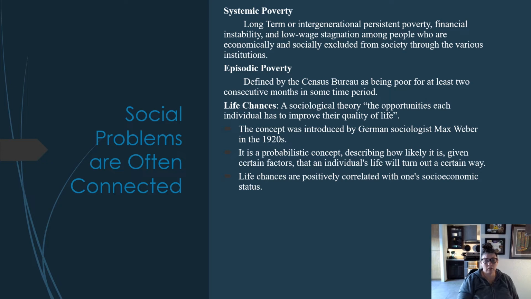So what's the difference between systemic and episodic poverty? When people think about poverty, they often just kind of lump everything together. But social scientists and people who are studying social problems see that there's two very different perspectives on poverty, and they have different latent and obvious consequences.